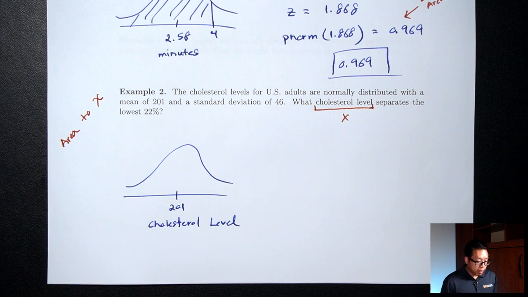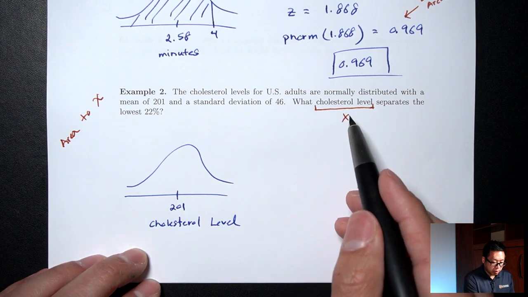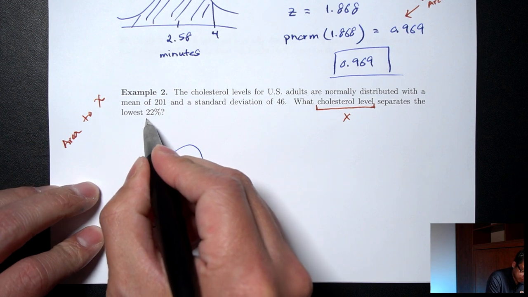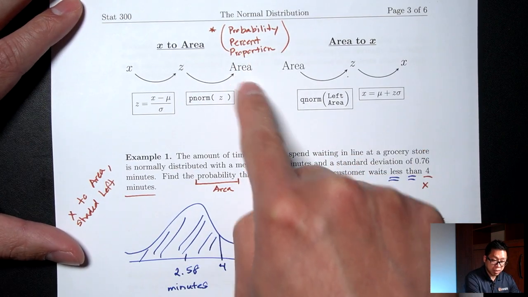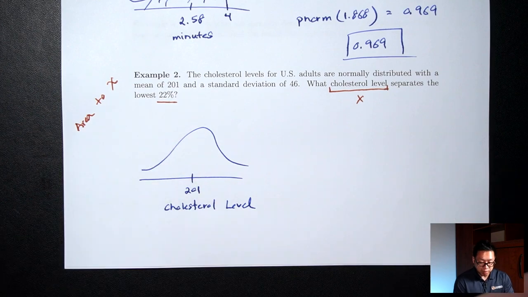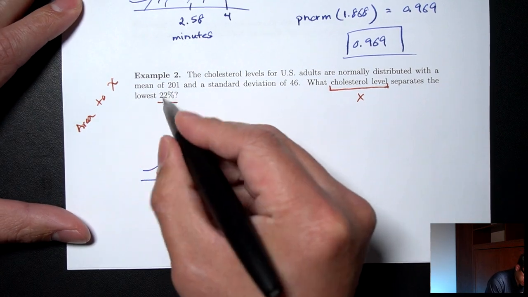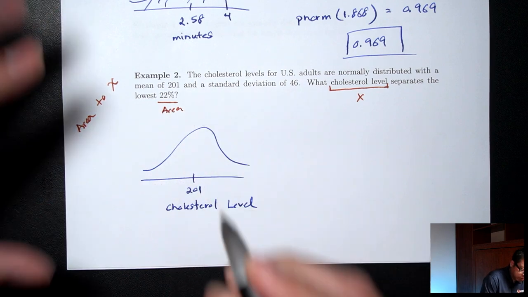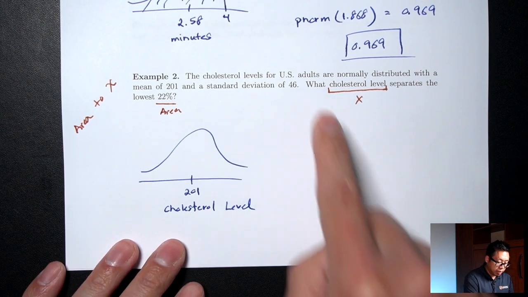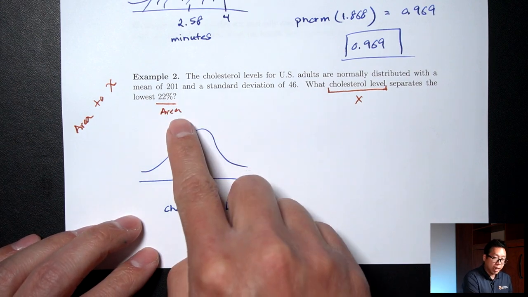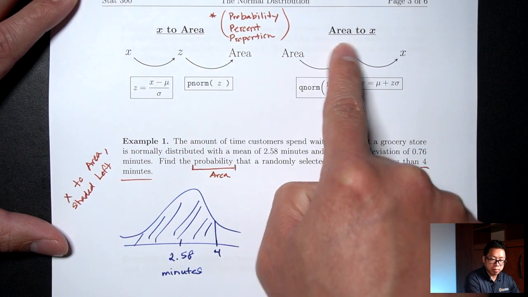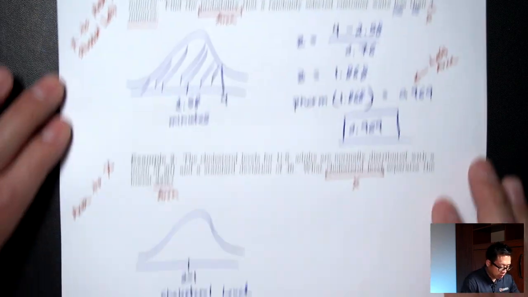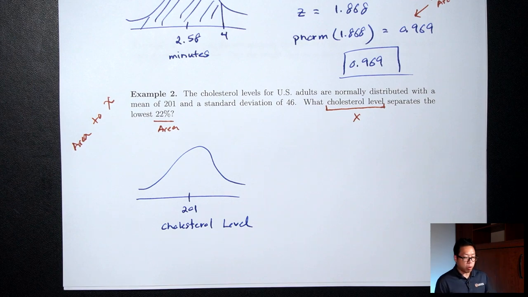Another way to think about it is in this last sentence, I'm giving you this 22%. What is the 22%? 22%, percent, is one of those P words that I said you should think area. That 22% is an area. So another way to think about this is, in this last sentence, the question, I'm giving you an area to start. Which one starts with an area? Area to X. So this is an area to X type question.